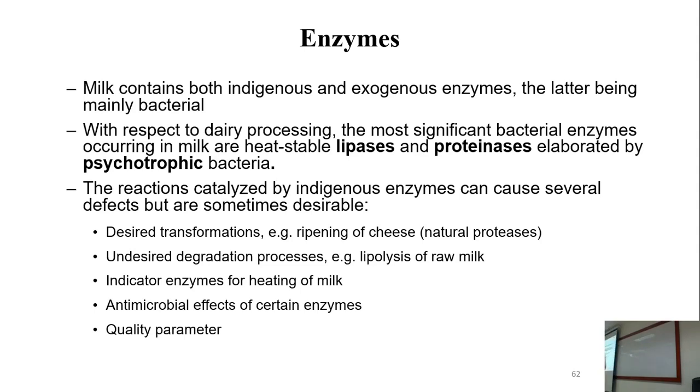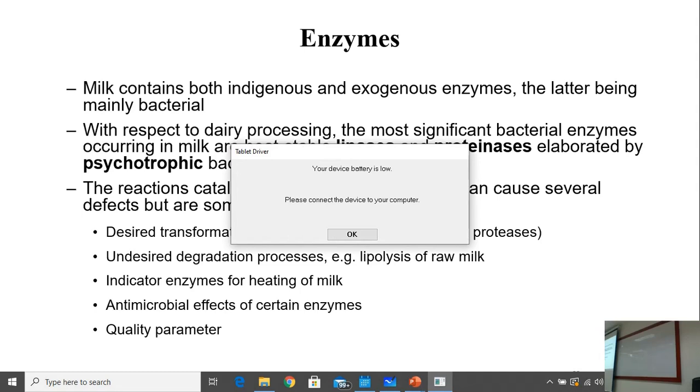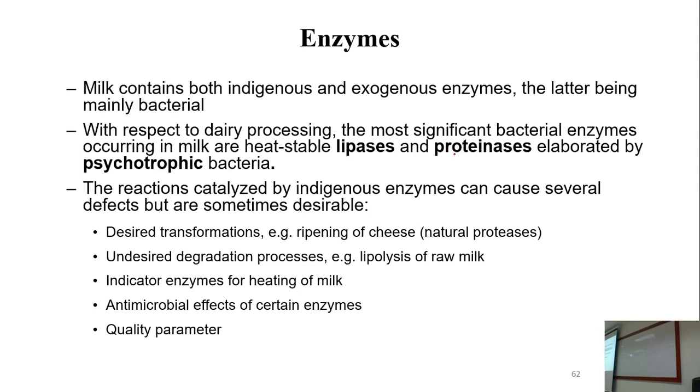So with respect to processing, meaning when we make dairy products, we need to pay attention to the enzymes which are produced by psychrotrophic bacteria. Why do we need to pay attention? Two groups, especially lipases and proteinases. Lipases are the enzymes which hydrolyze lipids, hydrolyze triglycerides. Proteinases are enzymes which hydrolyze proteins. There are so many of them, but in dairy processing, we need to pay attention to the ones produced by psychrotrophic bacteria because they are very heat resistant. So it's difficult to inactivate the enzymes.